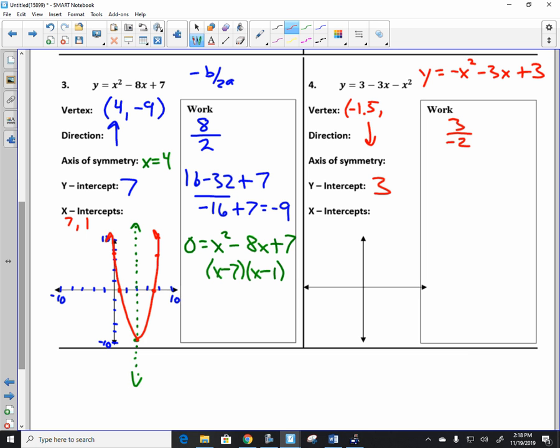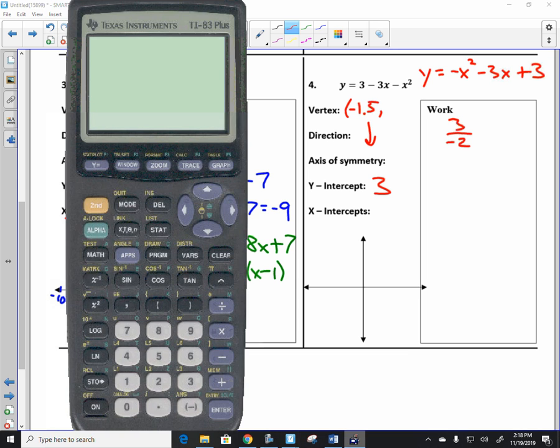Oh, man. Let's give us a fraction. Give us a decimal. That's no good. So I'm going to take and plug that in. I am going to use my calculator here. I'm afraid I'm going to make a mistake if I don't.